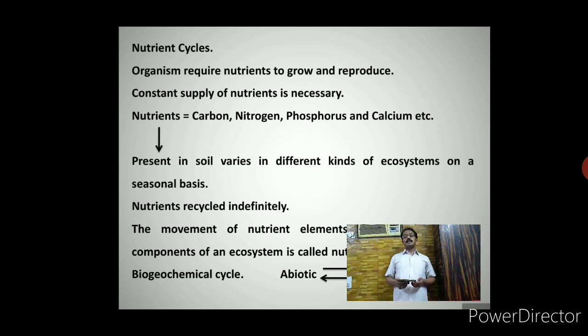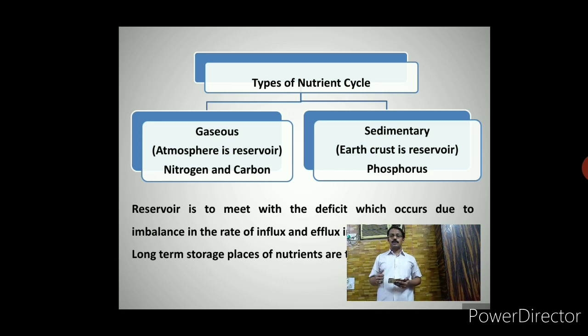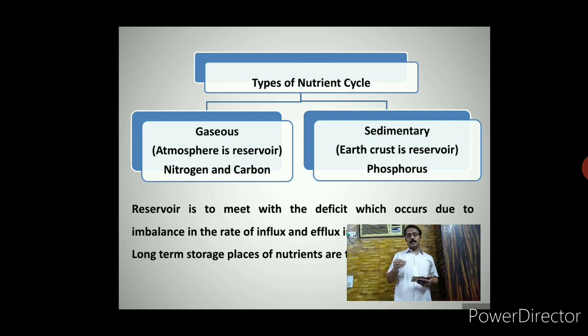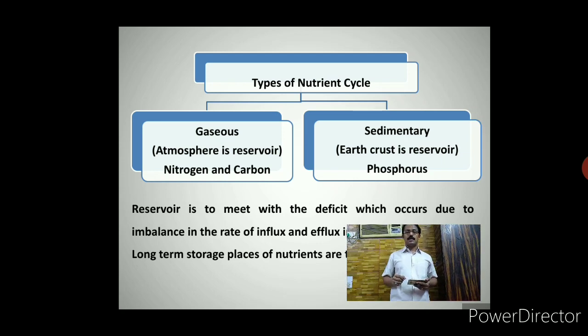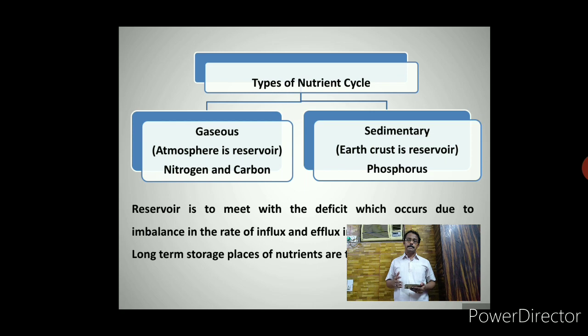Coming to the next thing, the various types of nutrient cycles. There are basically two types of nutrient cycles. One is called gaseous, and the other is called sedimentary. Now what's the difference between gaseous and sedimentary? Gaseous means that the reservoir is the atmosphere, the air through which the element is being cycled. If the starting point of the reservoir is Earth's crust, that is the soil, then it is called a sedimentary cycle. The best examples of the gaseous cycle are carbon and nitrogen, while the best example for the sedimentary cycle is phosphorus.